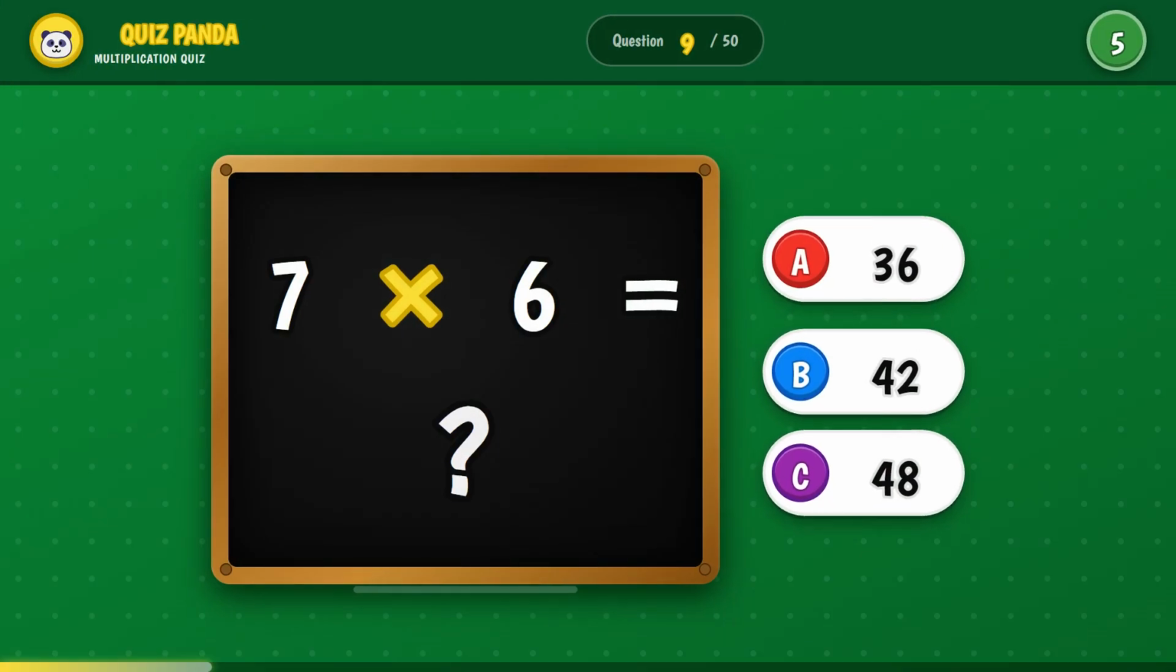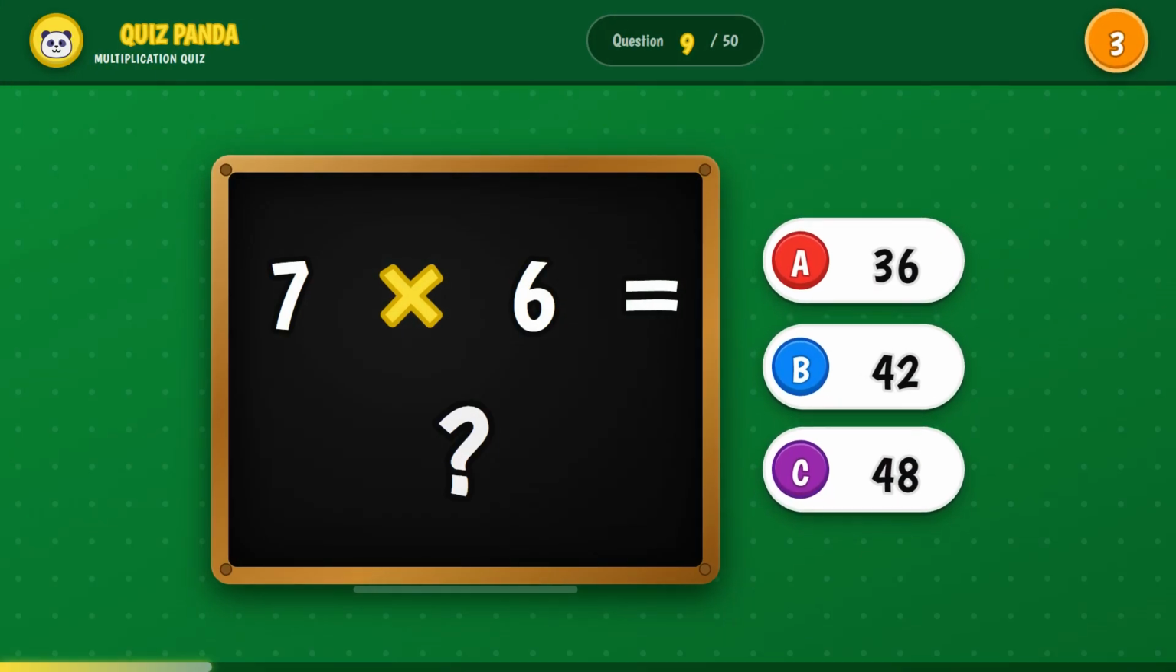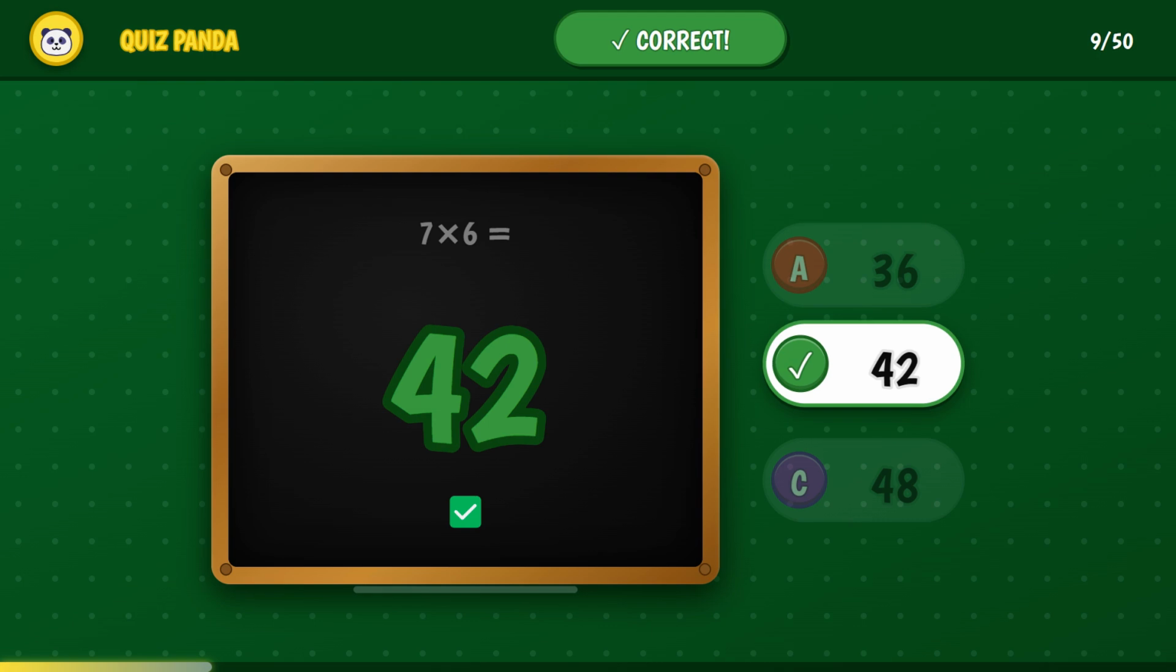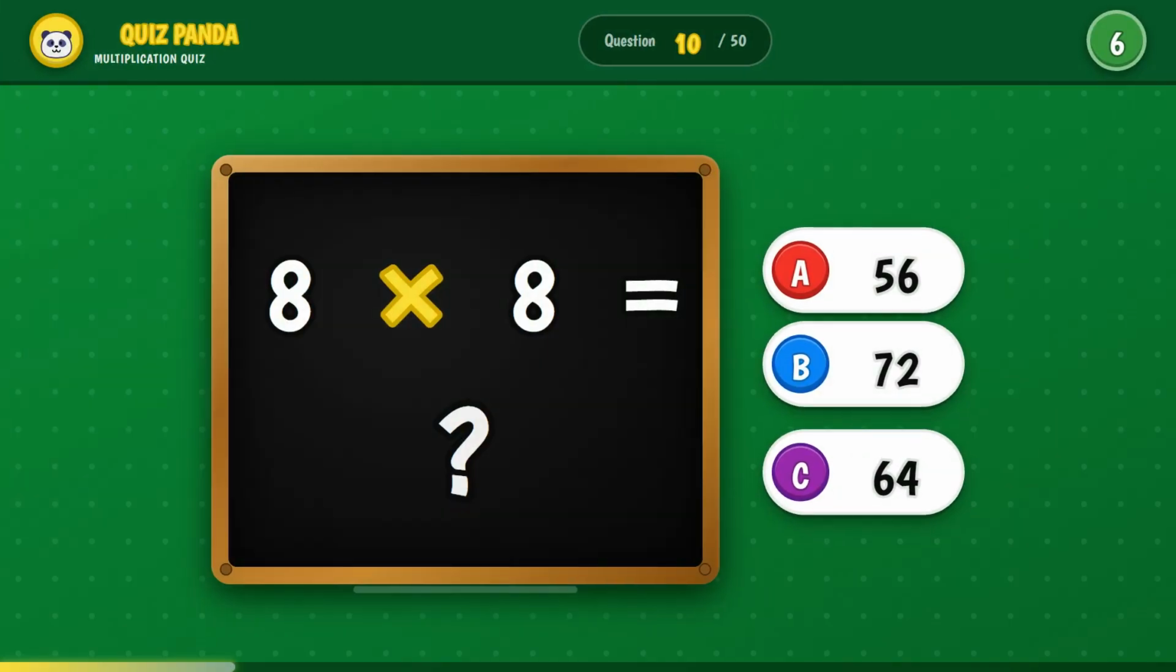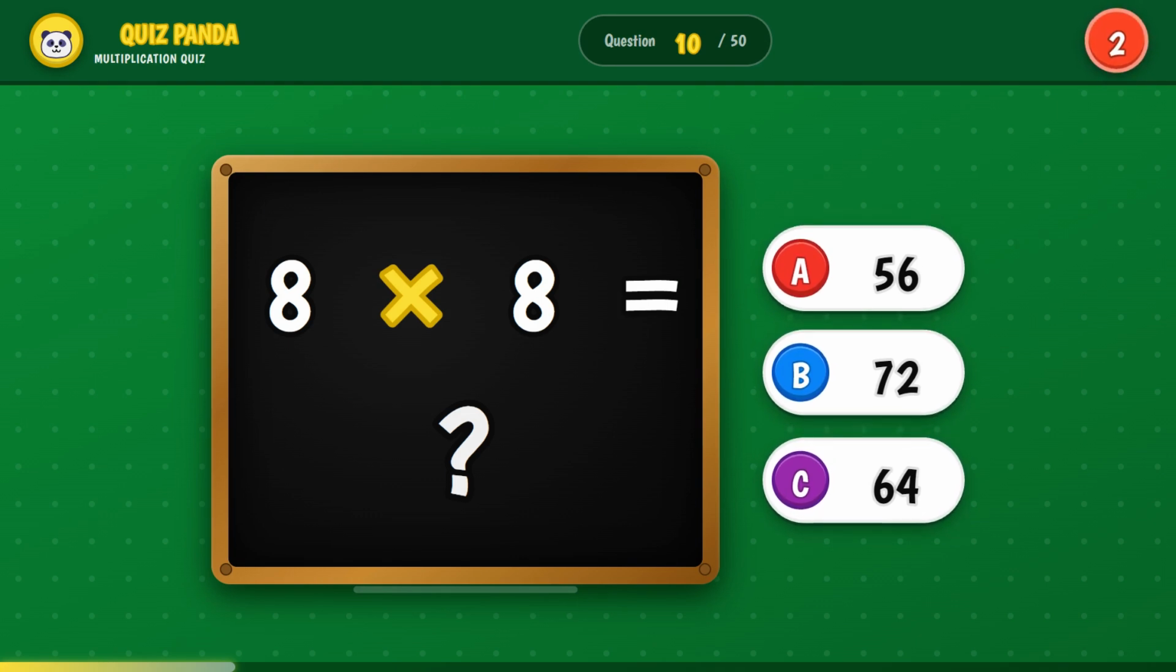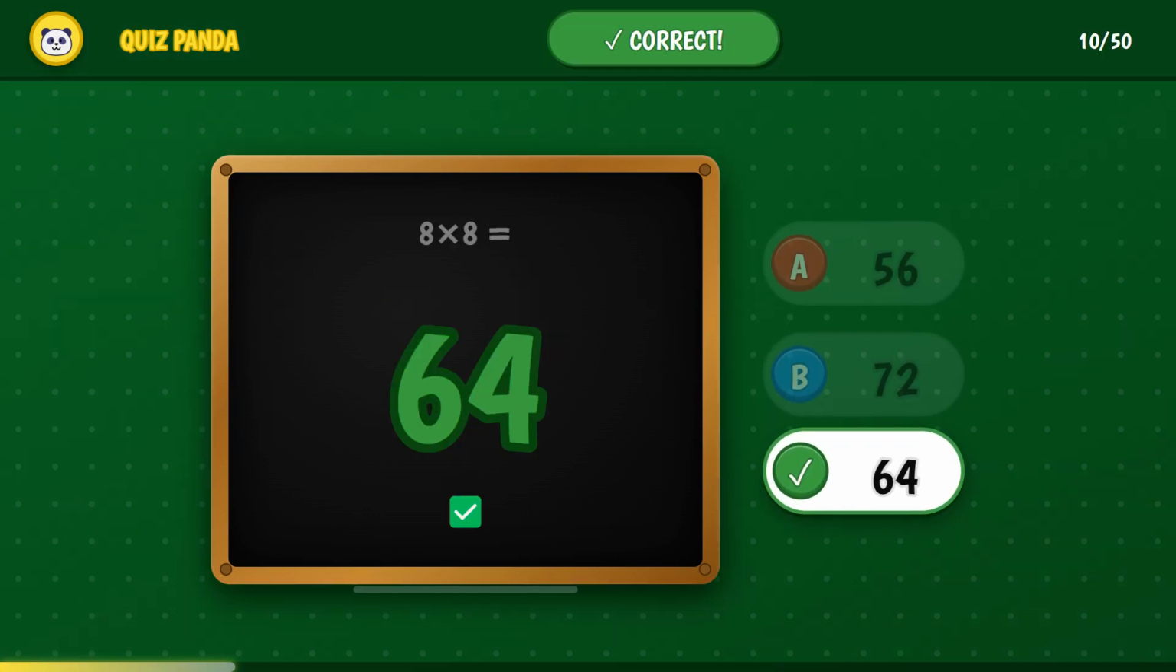Question 9. What is 7 times 6? The correct answer is B, 42. Question 10. What is 8 times 8? The correct answer is C, 64.